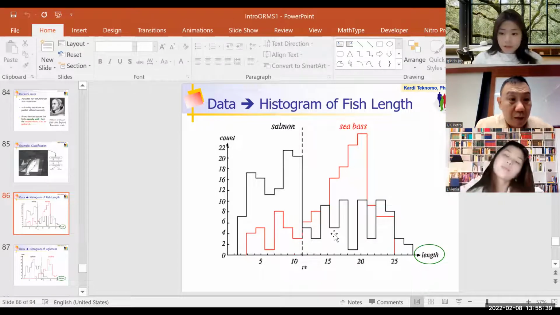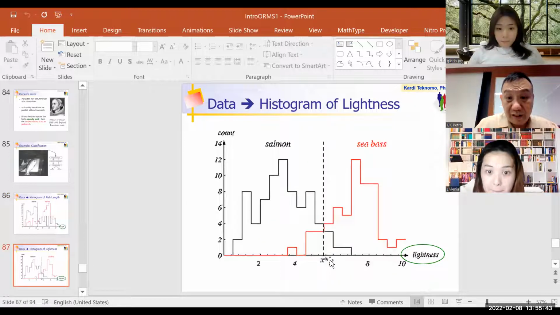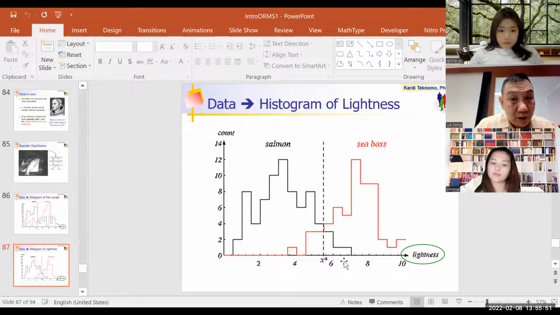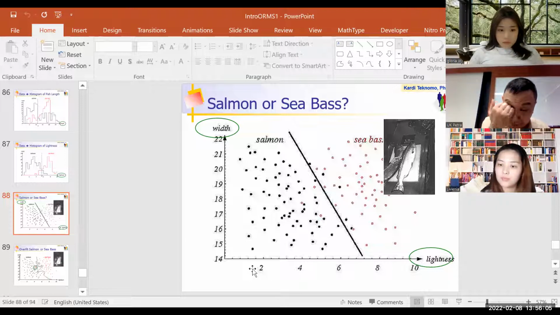And then you check, oh, maybe I will find another feature. In that case, this feature is lightness, right? So the overlapping is actually less. Then you said, how about if I combine the two features? Okay, so the width and the lightness of the color. Then you can get a better classifier here.